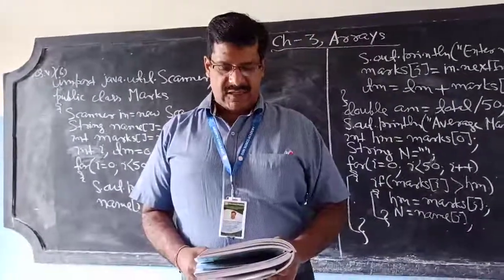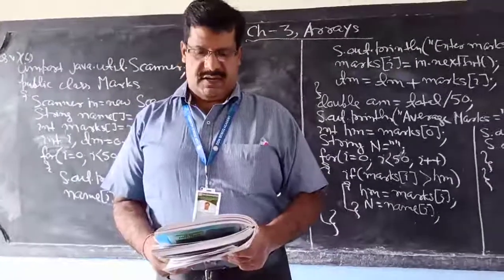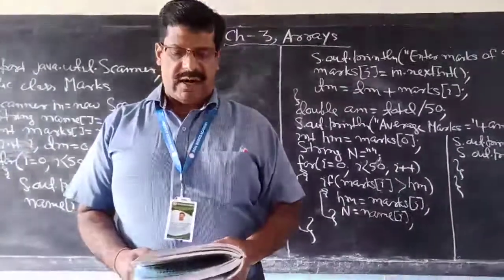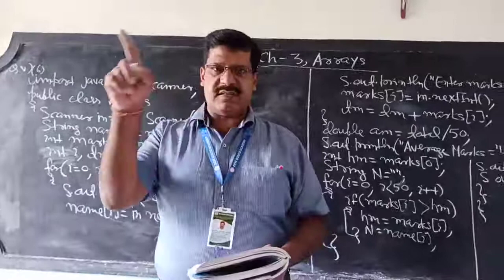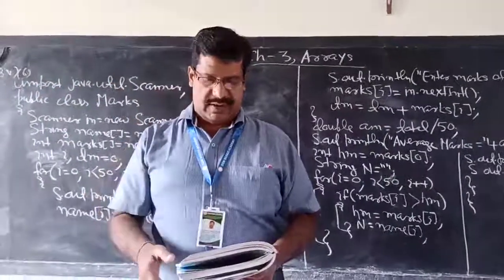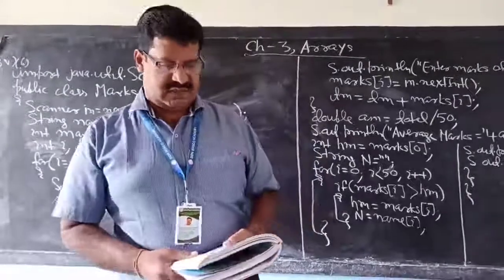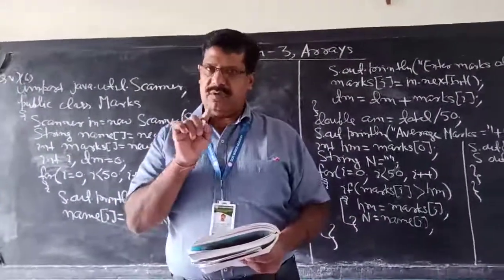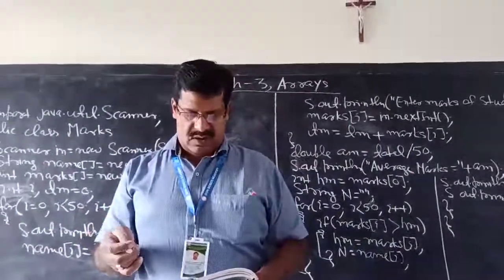are tabulated as follows. So how many students are there? 50. And it is tabulated as name and marks: the name of the students and his or her corresponding marks. The question is: write a program to input the names and marks of the students in the subject. We have to input the name and his marks in the subject.